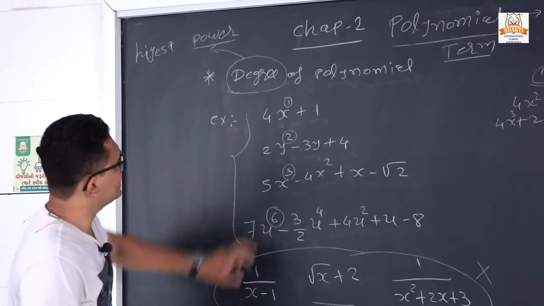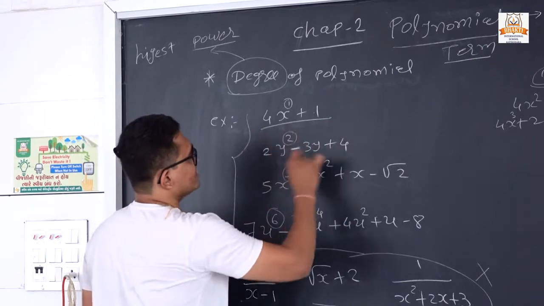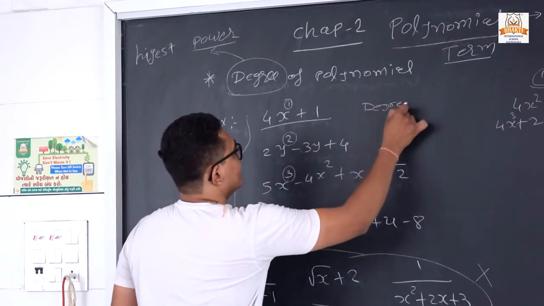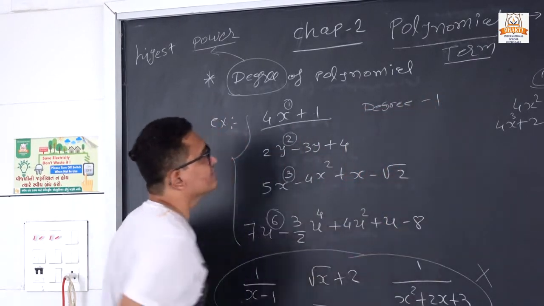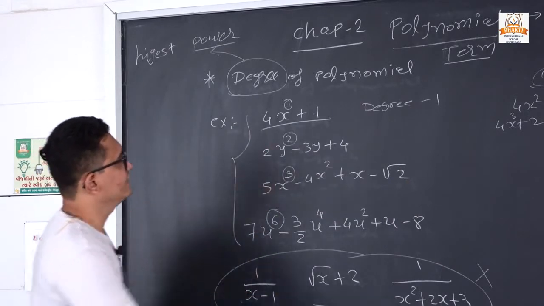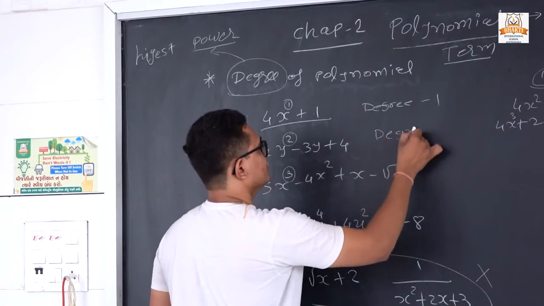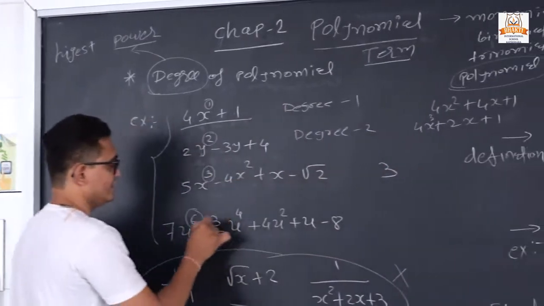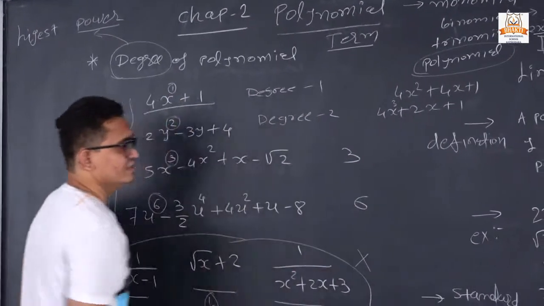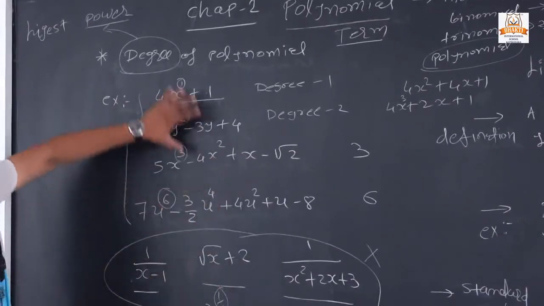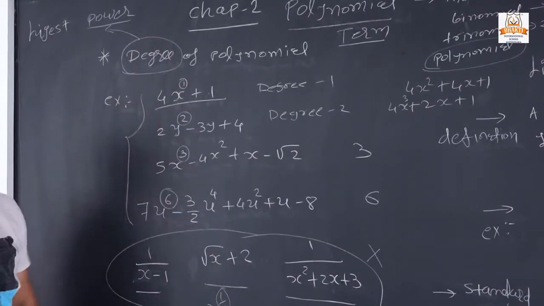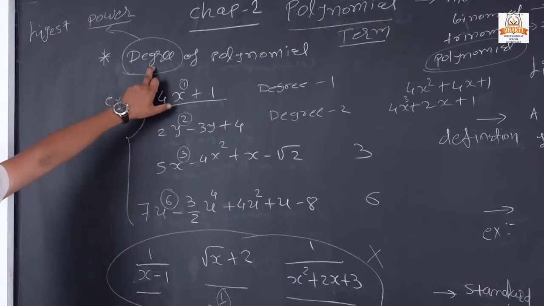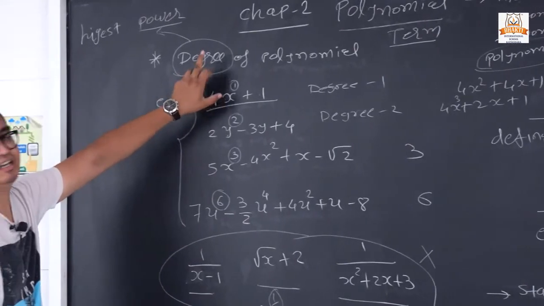So here, see, what is the degree of that expression? Here the degree is 1, here the degree is 2, and here the maximum degree is 3, and here the maximum degree is 6. So all these expressions have a maximum power. So it is called what? Its degree. Clear? It is called its degree.